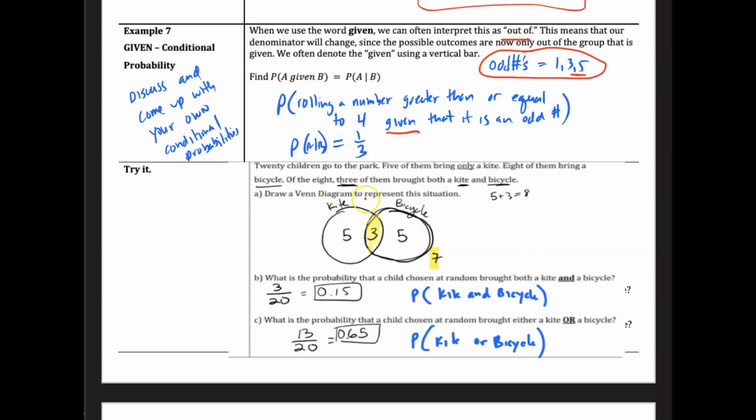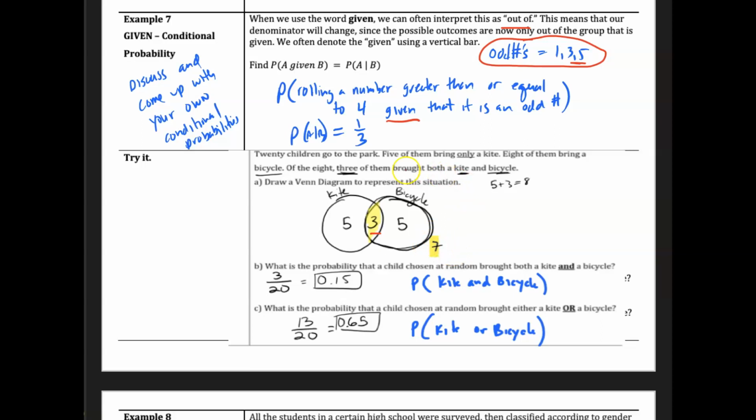There are 8 who bring a bicycle. Of the 8, 3 of them brought a bike and a kite. So that's where this 3 comes from here in the middle. And so then that's where you end up with this other 5, right? Because 5 then only brought a kite only. And so you can see 8 of them brought a kite. You can see 8 brought a bicycle. 3 brought both. 5 brought only those individually. And right, out of the total of the 20, that leaves 7 left over. And so keep that in mind there.